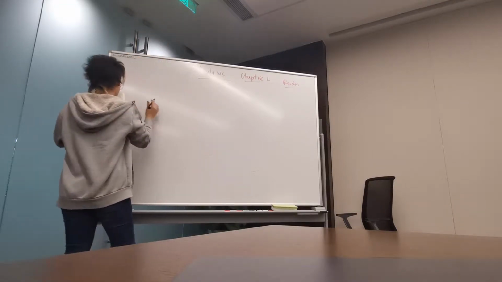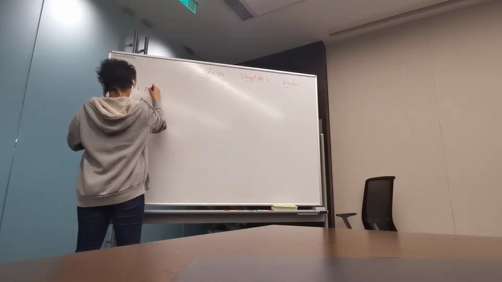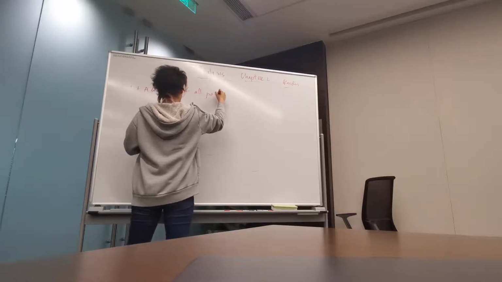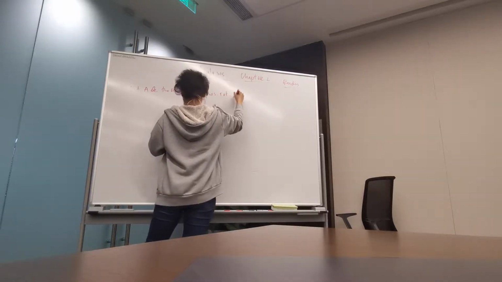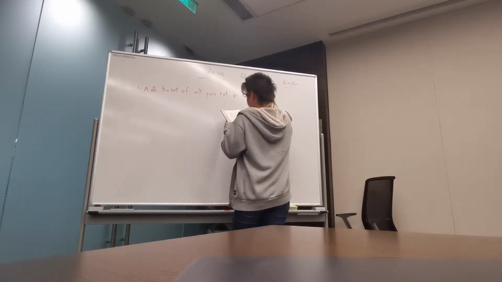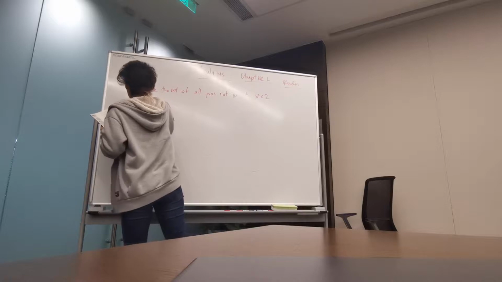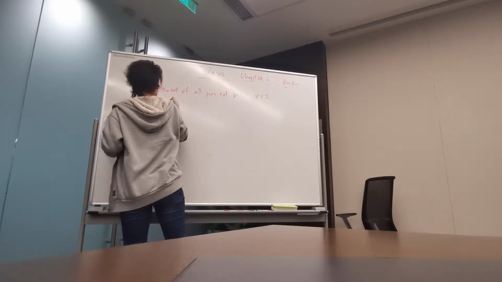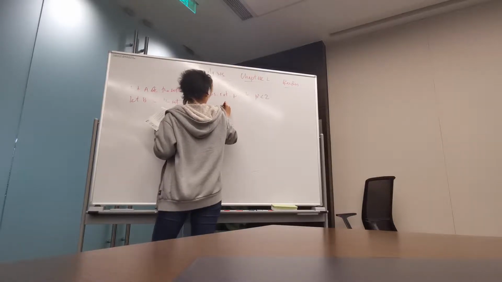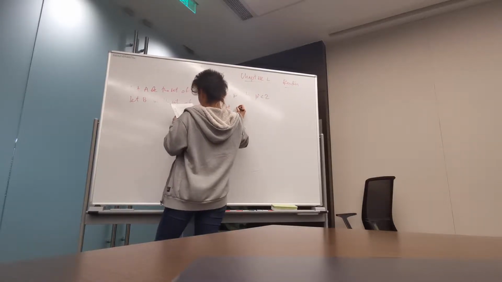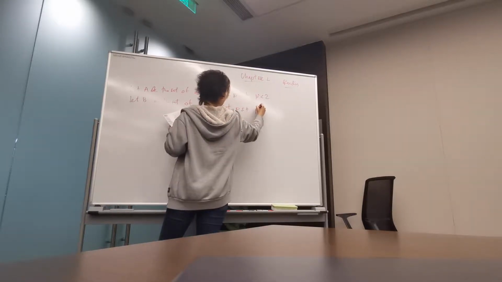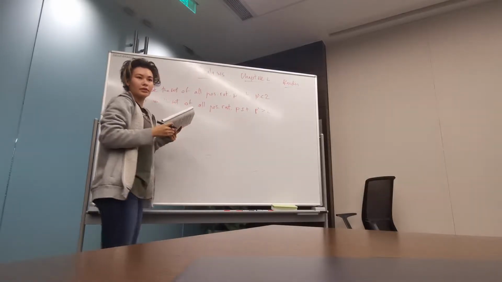Okay, let A be the set of all positive rationals p such that p squared is less than 2, and let B be the set, and I guess you can guess what's coming next, of all positive rationals p such that p squared is bigger than 2.